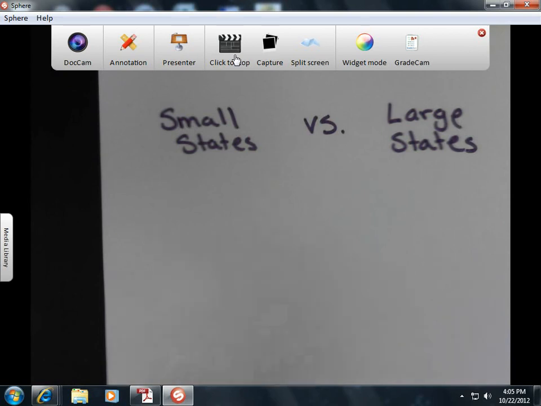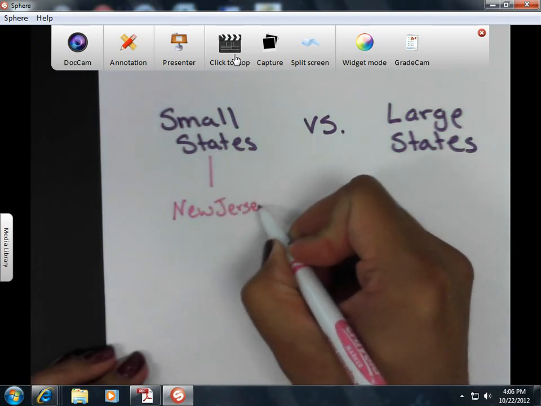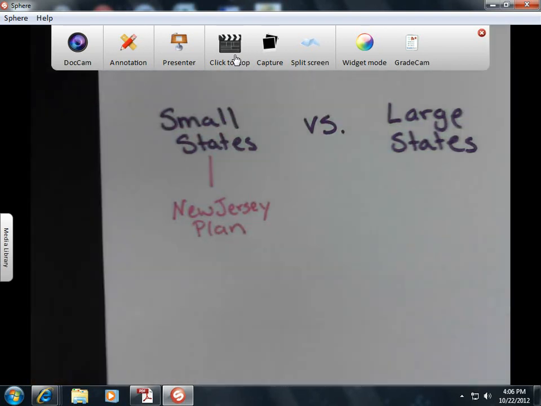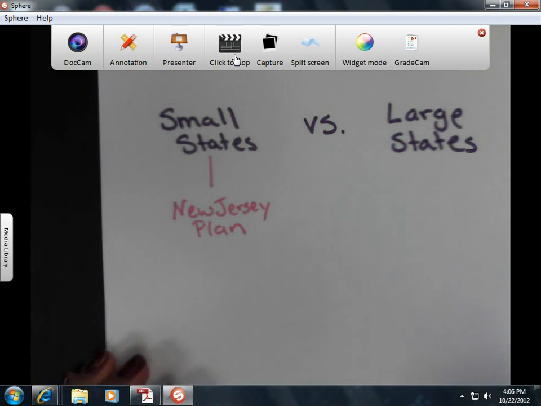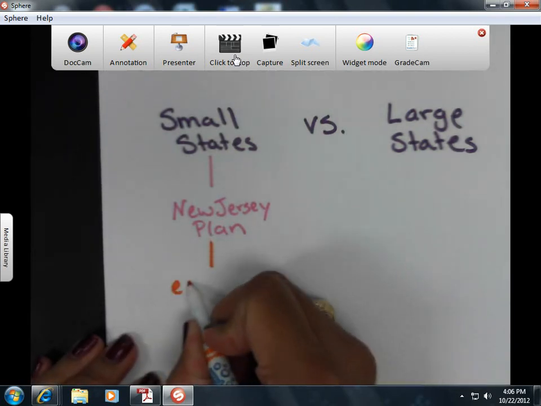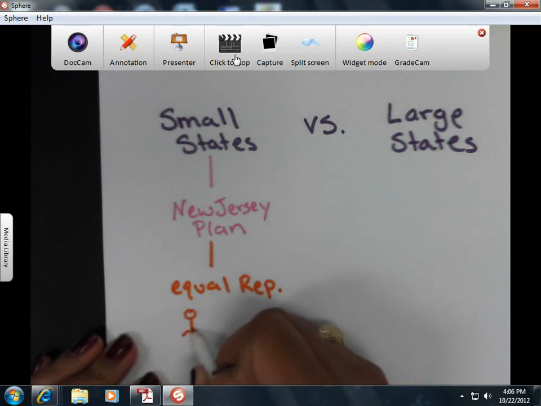We'll start with the small states. The small states were small. They don't have a lot of population. They came together and they had decided on their plan. It was called the New Jersey Plan. Because they don't have a lot of people in their states, they believed that the government should create representatives based on one per state. No matter how big or how small your state was, to make it fair, they believed that you should get one per state. So that was pretty much the New Jersey Plan. In other words, each state should have what we call equal representation. Equal representation. In other words, one state equals one vote.